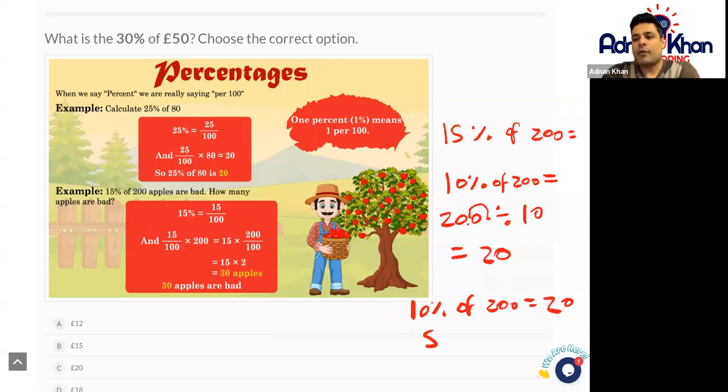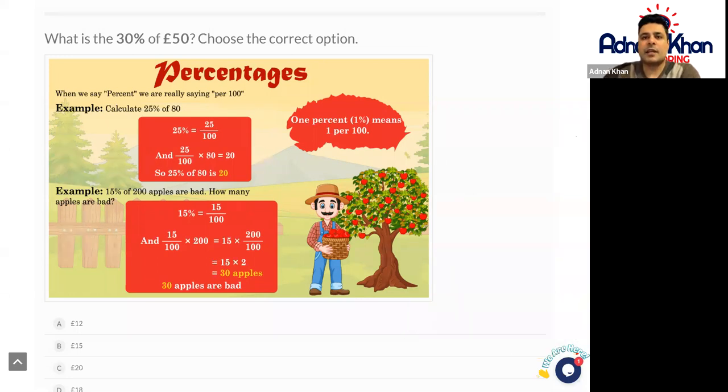Now we need to work out what 5% of 200 is. And remember, 5% is half of 10%. So if 10% of 200 is 20, then 5% of 200 will be 10. Just add these up, and that will give us the answer 30. So 30 in this case is 15% of 200.